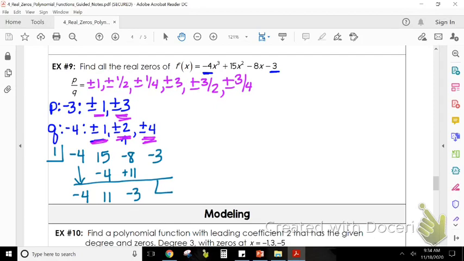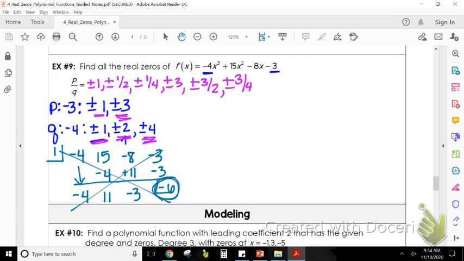Did I make a mistake? Times the 1 on the outside, which is negative 3. And so I ended up with negative 6. I didn't make a mistake. 1 is not one of my zeros. I didn't get a 0 in the box for remainder, so 1 can't be a 0.